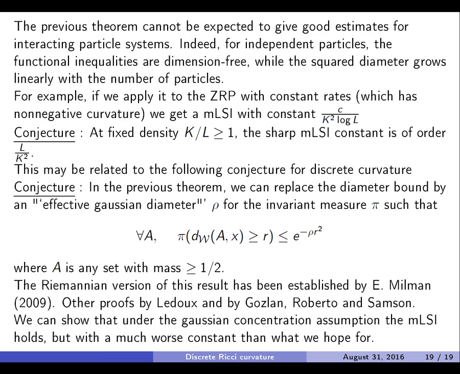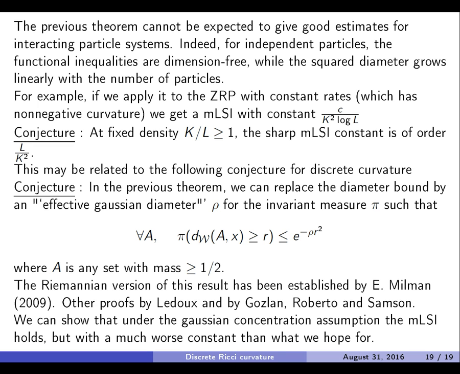So this is the best known bound now for the log Sobolev constant of this dynamic. But conjecturally, it should be off by a factor K. We expect that at fixed density, K over L stays away from zero. The sharp constant should behave like 1 over L over K square, so 1 over K. Because diameter estimates, like in product situations, are off by a dimensional factor, we end up also with estimates that are off by a dimensional factor for these systems.